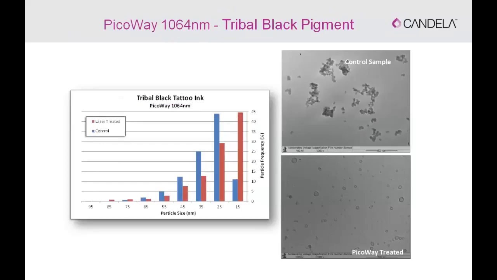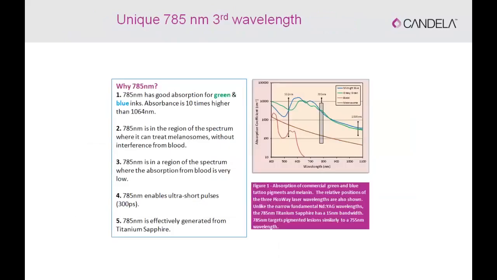If we look at the black ink, and black ink is what we will treat with the 1064 nanometer. Again, you will see the majority of the particles have been shattered to very small particles. And this shattering of very small particles is predominantly owed to the very short pulse duration of the picosecond laser. So the 532 is what we will use for red tattoos. The 1064 is what we will use for black tattoos.